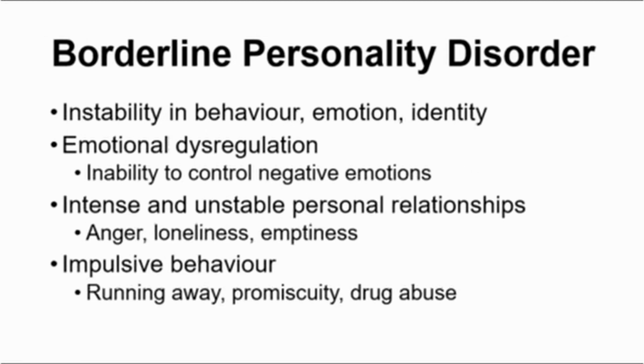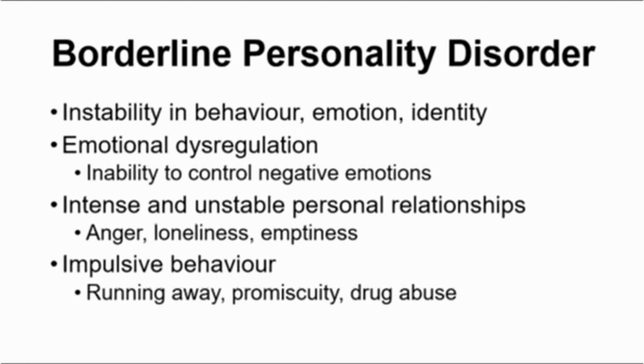Our next one is borderline personality disorder. And this is another one where we tend to see a lot of instability, a lot of cycling. So this disorder comes with a lot of instability in behavior, emotion, and identity. So they tend to have these cycles from very positive to very negative in how they consider themselves and others. So this is a really difficult one.